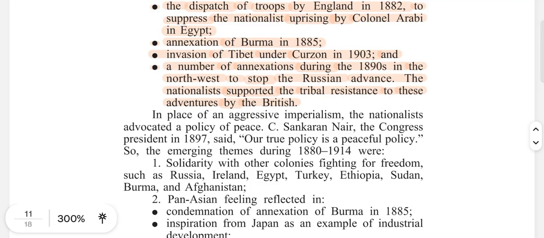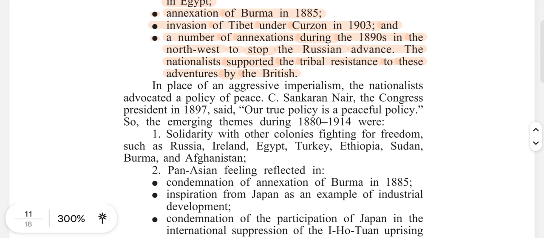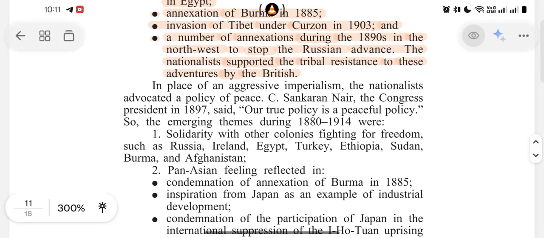The annexation of Burma in 1885, the invasion of Tibet under Curzon in 1903, and a number of annexations during the 1890s in the Northwest to stop the Russian advance. The nationalists supported the tribal resistance to these adventures by the British. In place of an aggressive imperialism, the nationalists advocated a policy of peace. C. Sankaran Nair, the Congress president in 1897, said, "Our true policy is a peaceful policy."